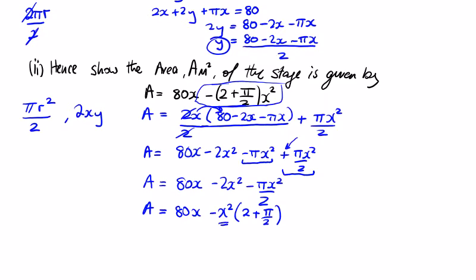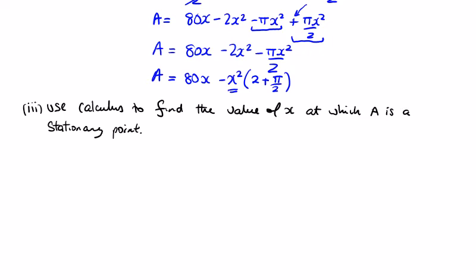So that's part B. In part C, we're asked to use calculus to find the value of x for which A is a stationary point or a turning point. A couple of ways to describe it. So let's look at A. We want A in relation to x. So we're going to differentiate A with respect to x.